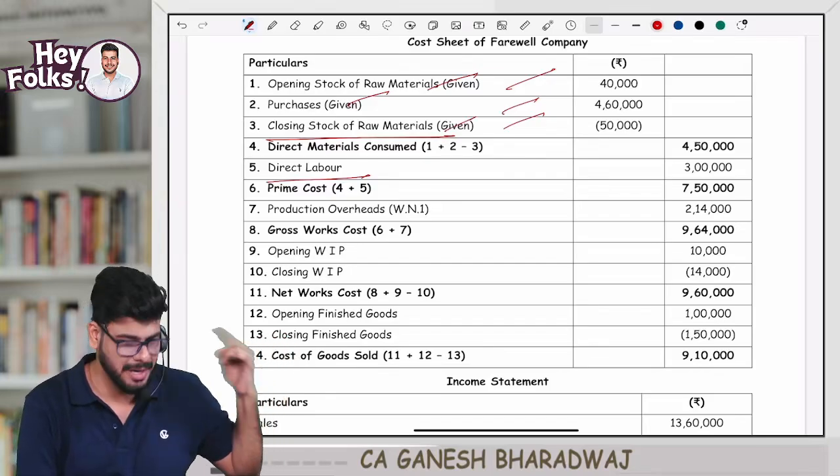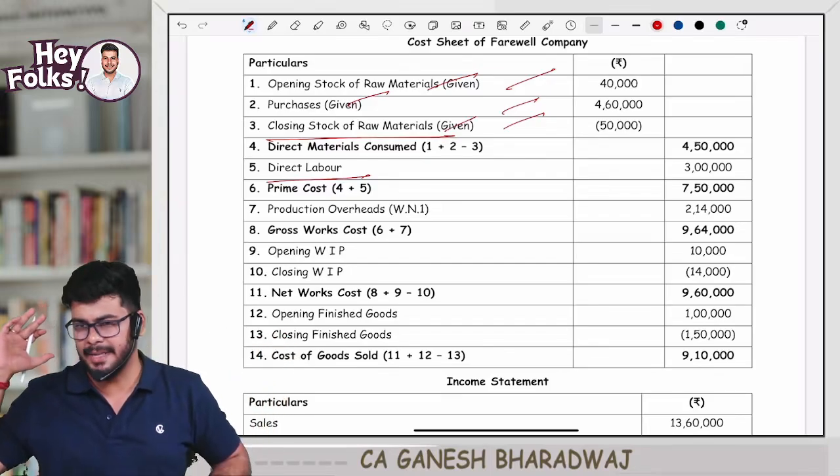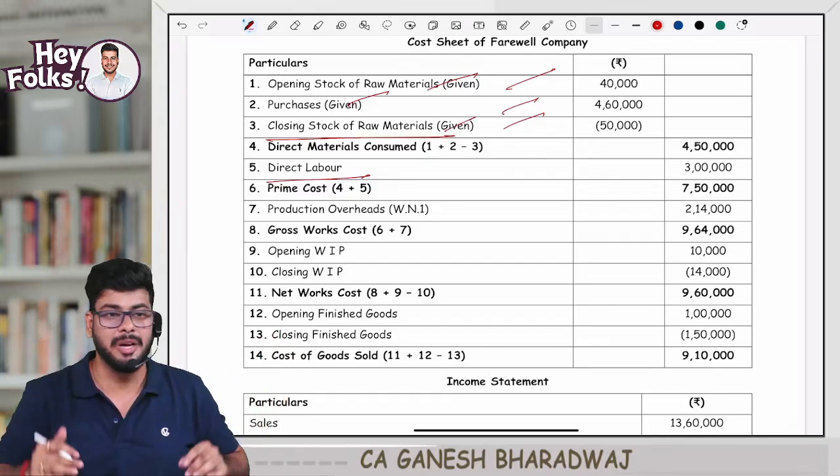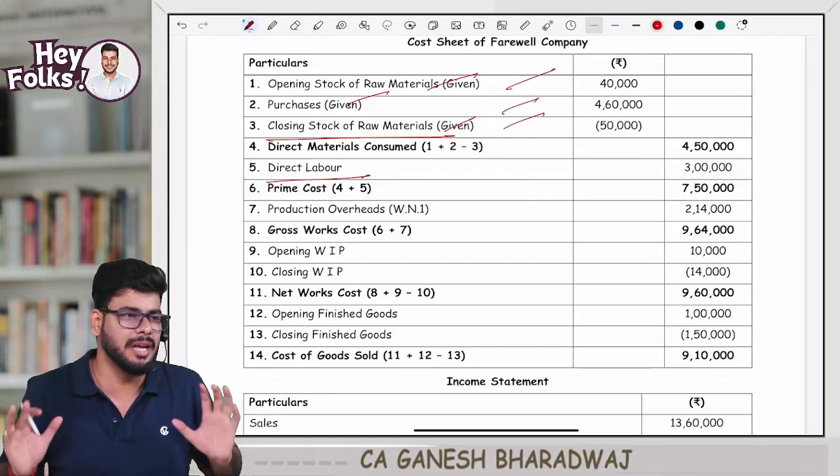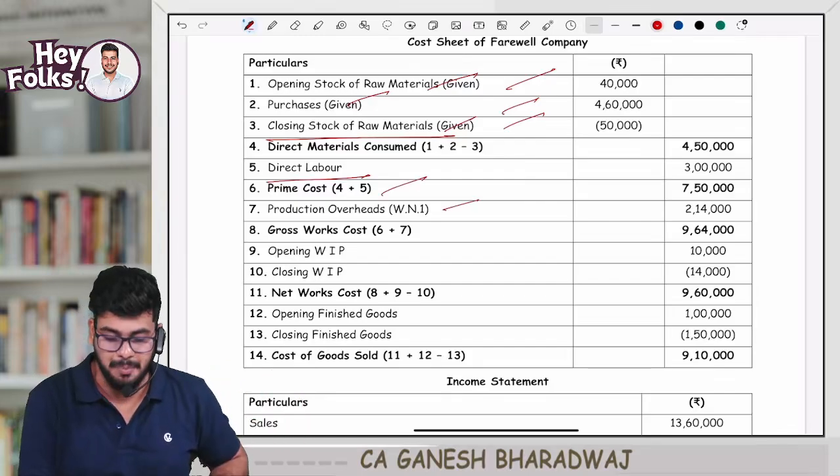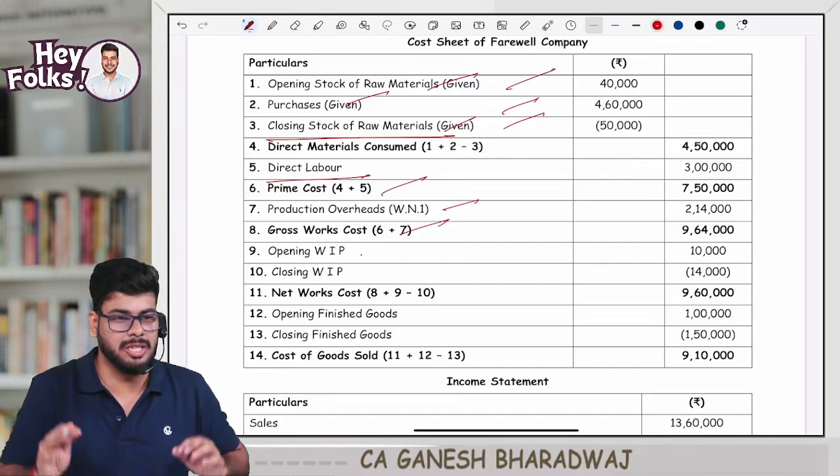Minus closing stock of raw material gives you direct material consumed. Add your direct labor. In this question, direct expense is not there, leave it. That gives you prime cost. Add POH. This gives you a gross works cost. Add opening WIP less closing WIP. This is called net works cost, also known as factory cost.